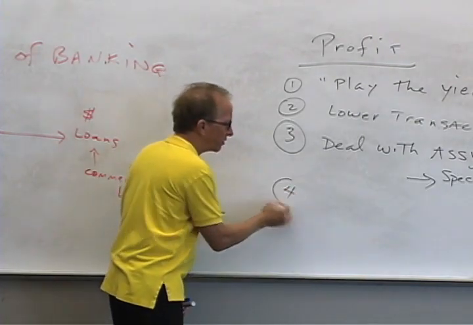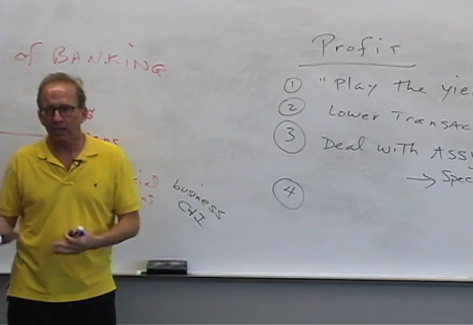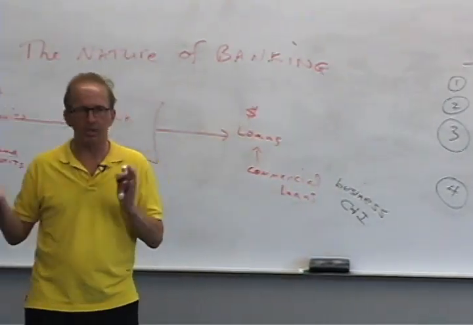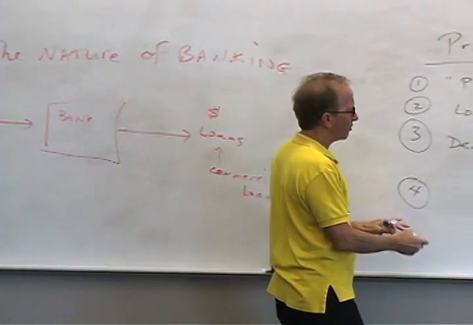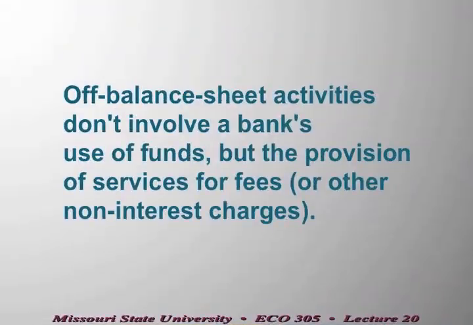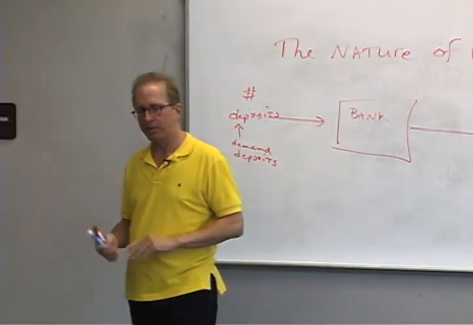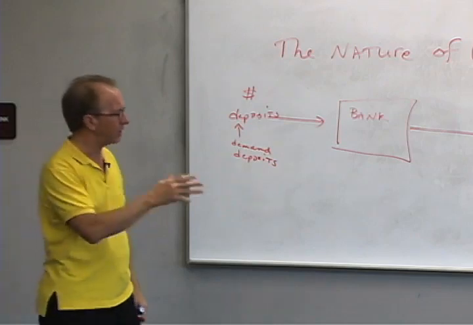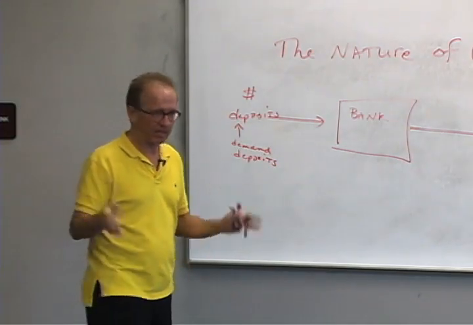The other thing they do, and this is not dominant yet, but it's of increasing importance, is they earn money from their off-balance sheet activities. Another way of saying that is just services. These things that I was talking about before, bringing in deposits and making loans, those go on the bank's balance sheet. The deposit's a liability, the loan is an asset on the bank's balance sheet.